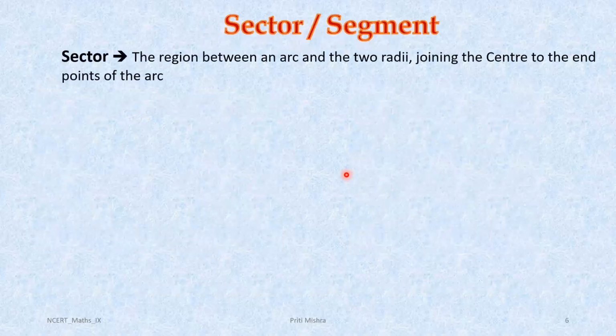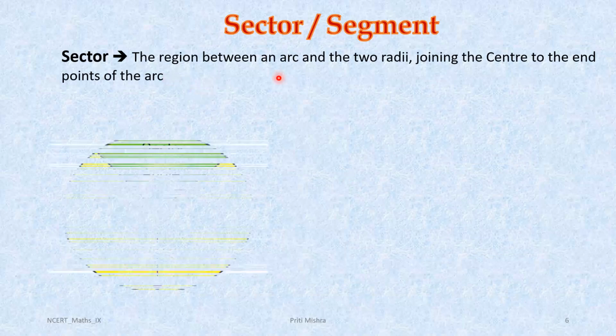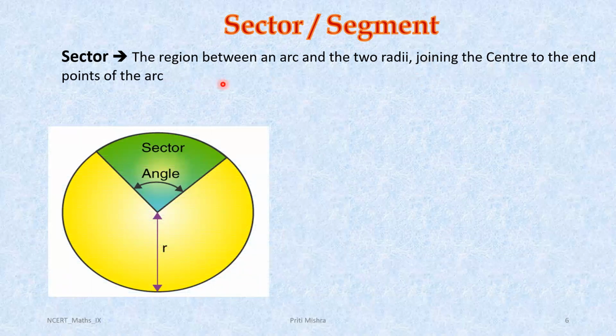Now let's find out what is a sector in a circle. So sector, the region between an arc and the two radii joining the center to the end points of the arc, is known as sector. Here you can see the green portion is representing a sector which is enclosed by two radii and an arc. This is a sector in a circle, and this angle inside this portion will be the angle of this particular sector.